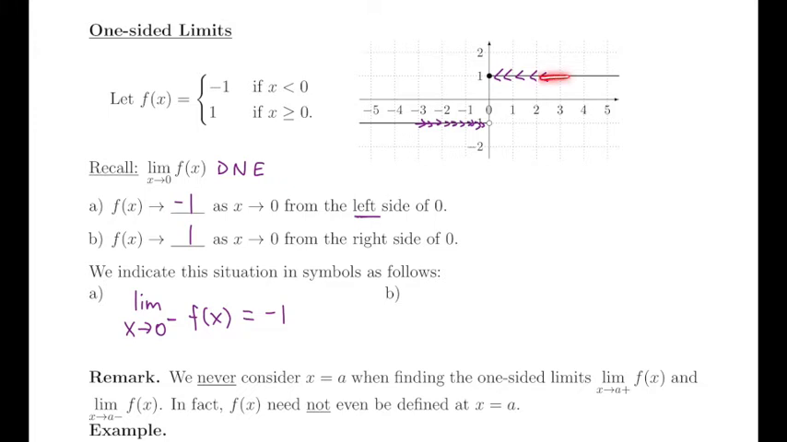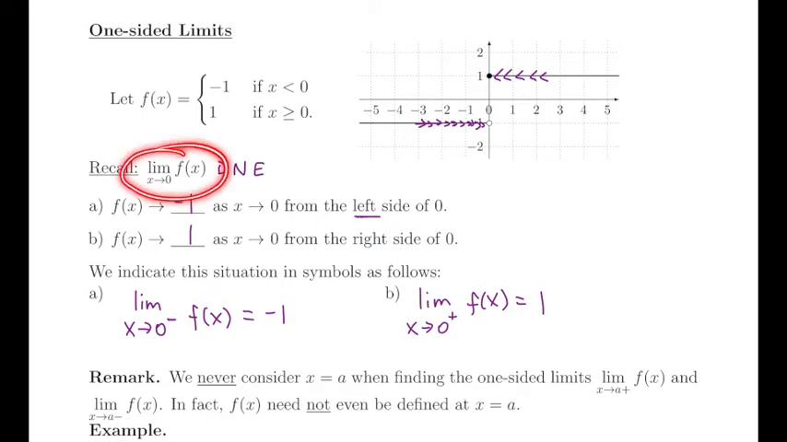And to indicate that when you're coming from the right side of 0, the y value is approaching 1, we're going to do limit as x goes to 0 plus. So the plus means we're coming from the right, of f of x is equal to 1. So even though the two-sided limit doesn't exist, these are called one-sided limits, and they do exist.